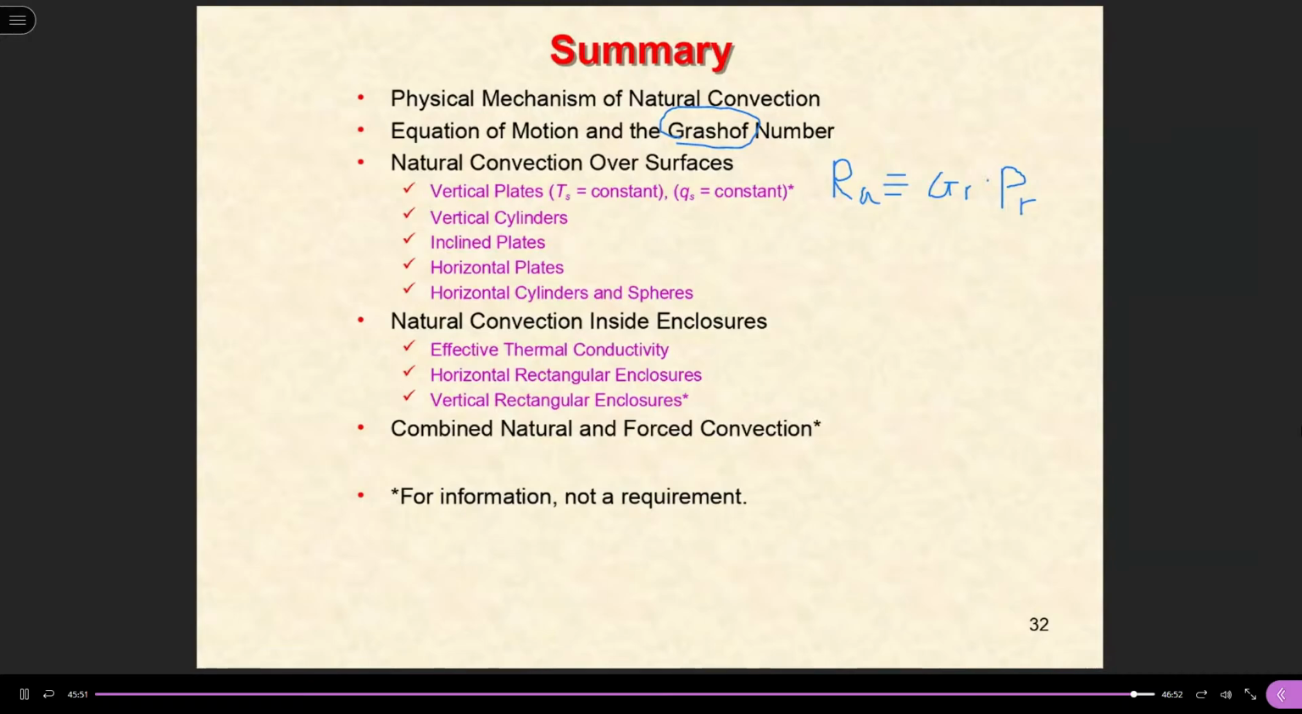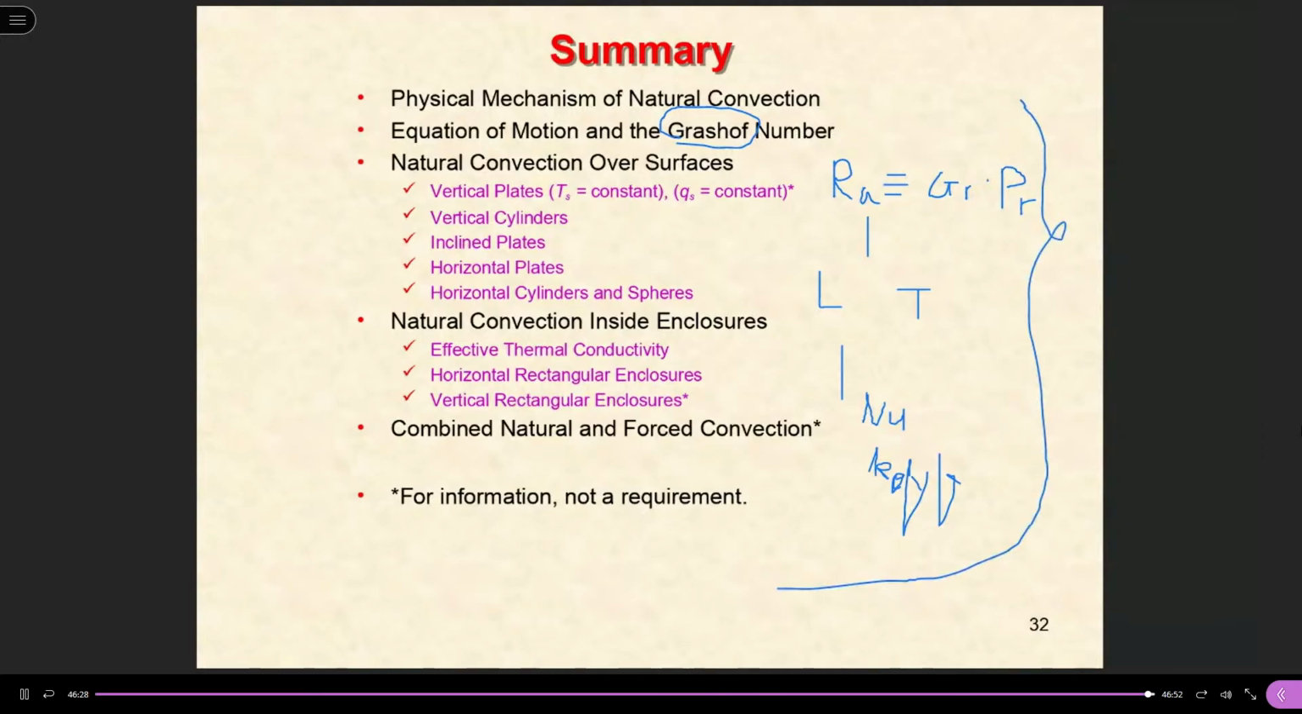And then we use this Rayleigh number to judge whether the flow is laminar or turbulent. And based on laminar or turbulent, we have equations to calculate the Nusselt number, or the so-called effective conductivity for an enclosure. In that way we are able to handle the natural convection problem. Those are the basic ideas I wish you to have, and also to understand when natural convection does not occur. These are the major concepts.